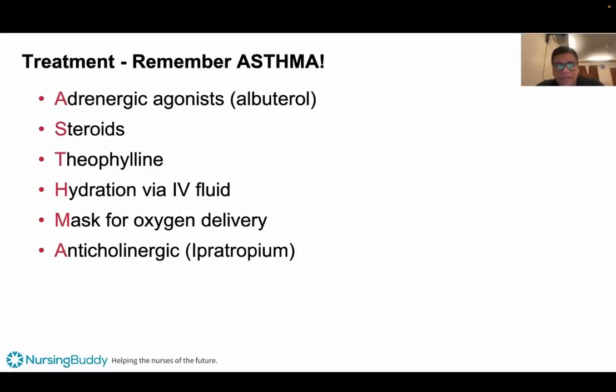Okay, how do we treat your asthma? Adrenergic agonists. So albuterol is an example. Steroids, theophylline, hydration through IV fluid, mask for oxygen delivery, and anticholinergics such as, for example, your ipratropium. And commonly in the Philippines, kapatid, we have this salbutamol plus ipratropium. So it's a combination of your adrenergic agonists and also your anticholinergics. So they're already combinations. The most famous brand name for that is your Combivent.